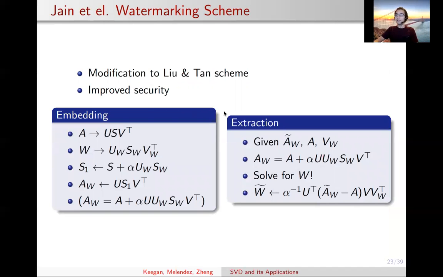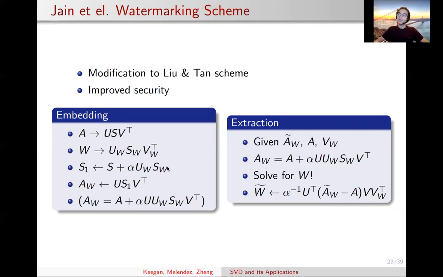And so the embedding extraction processes are very similar. The main difference is here in this step where we add a scalar multiple of this matrix to the singular value matrix of A. In the Liu and Tan scheme, we're adding a scalar multiple of the watermark. In the Jain et al. watermarking scheme, we're adding a scalar multiple of the principal components of W. So this embeds partial information about W into A.